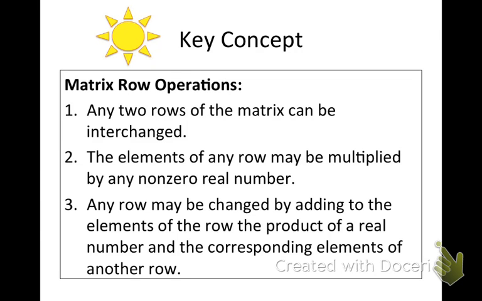Rule number 3. And this is the most important one. Any row may be changed by adding to the elements of the row the product of a real number and the corresponding elements of another row.